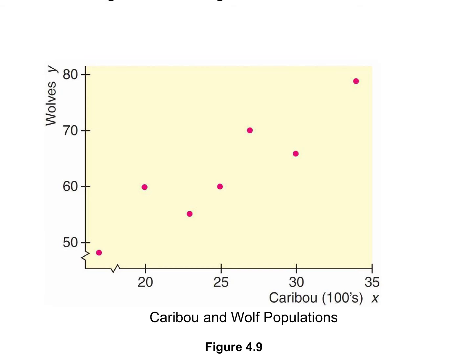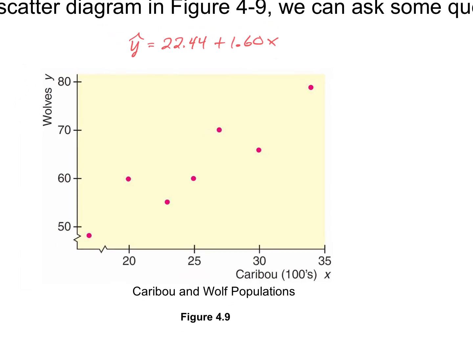So we're going to come back to this guy in a moment. Where are you at? There you are. So, y hat is equal to 22.44 plus 1.60x. That, ladies and gentlemen, is our equation for the least squares line.